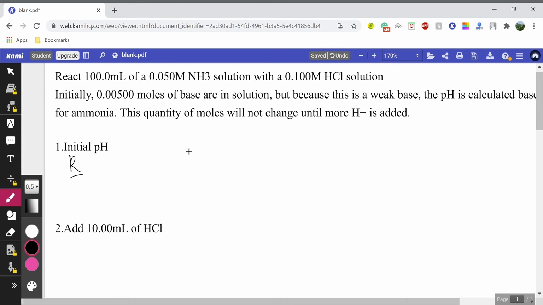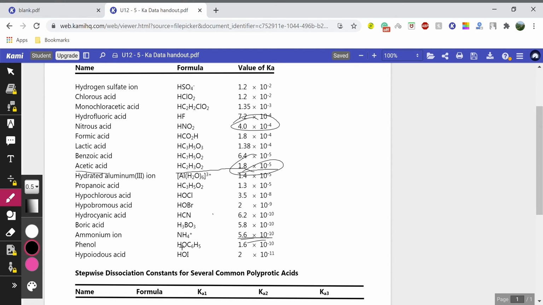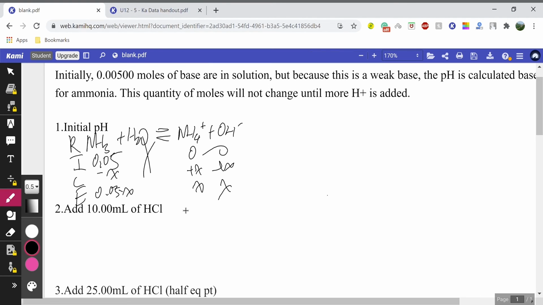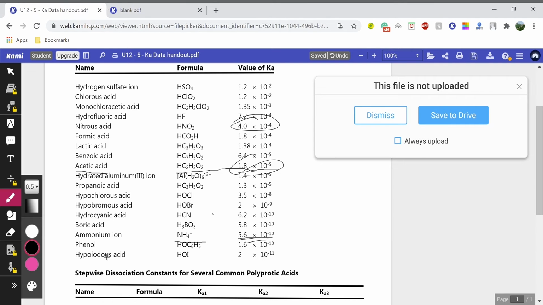Alright, so we can do a RICE chart, and we're going to have NH3 plus H2O forming NH4 plus and OH minus. It would be 0.05, 0, 0, then minus X, plus X, plus X, and X. So the Ka for NH4 plus is 5.6 times 10 to the negative 10th. And we're going to be using Kb because we're producing OH minus. So what is it again? 5.6 times 10 to the negative 10th.